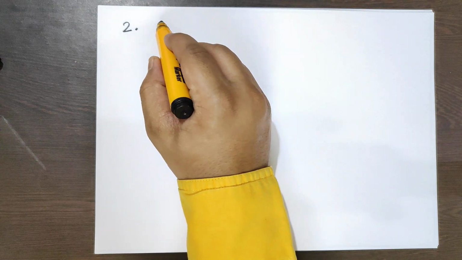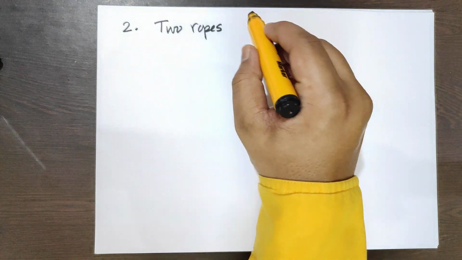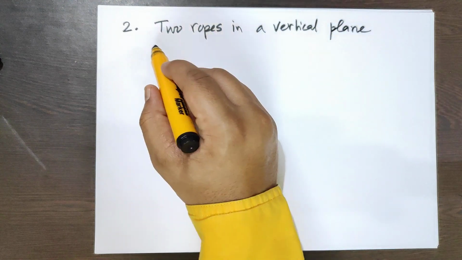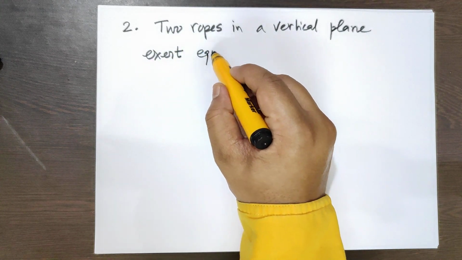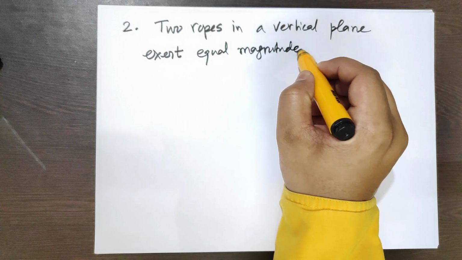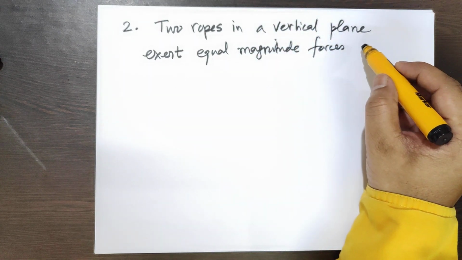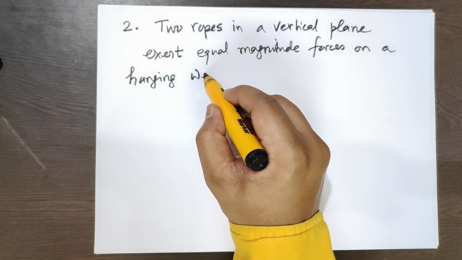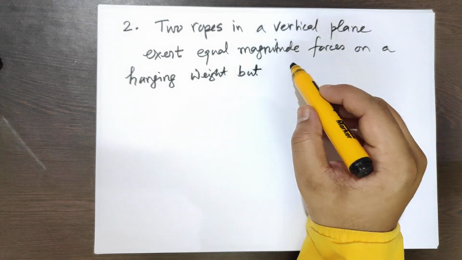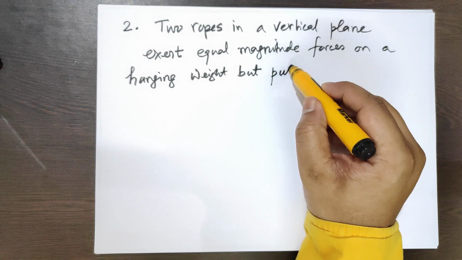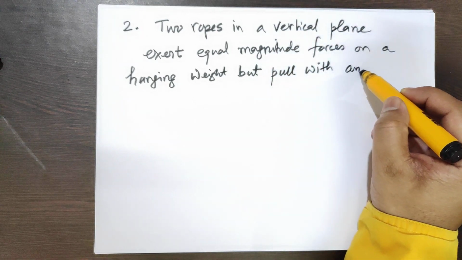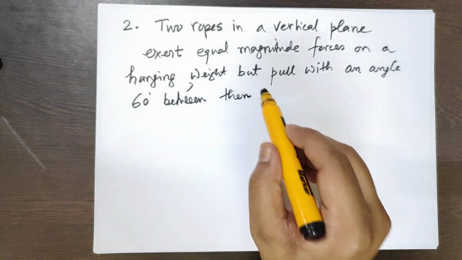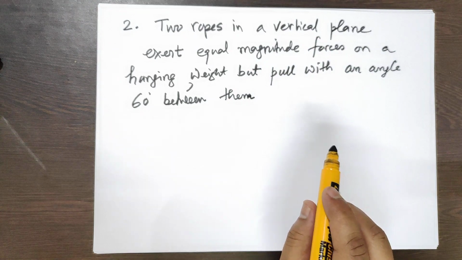suppose this one: two ropes in a vertical plane exert equal magnitude forces on a hanging weight but pull with an angle 60° between them. That means 60° between the ropes. I will make a diagram.